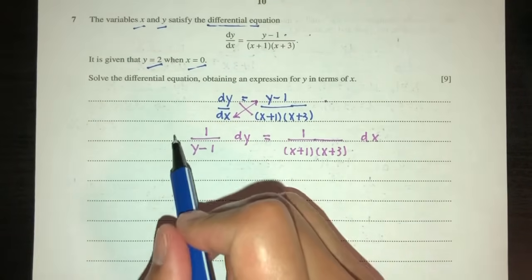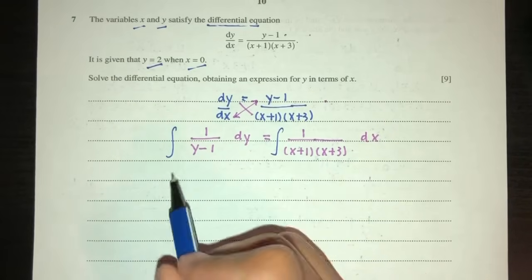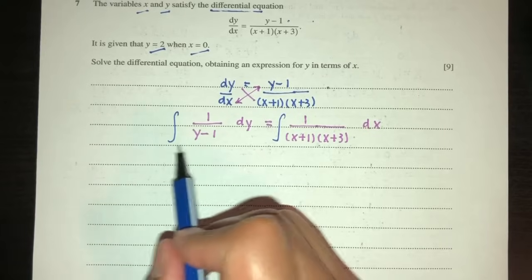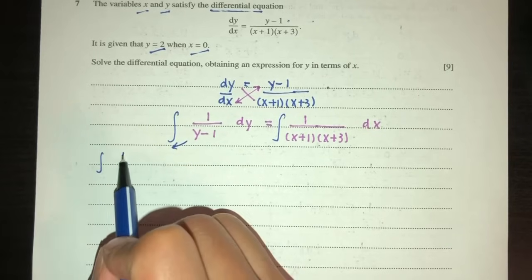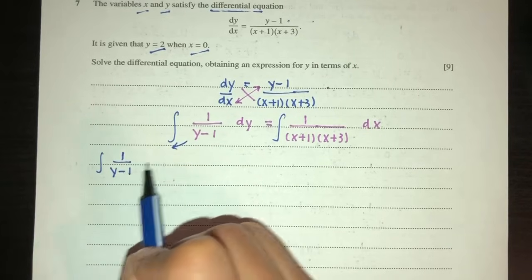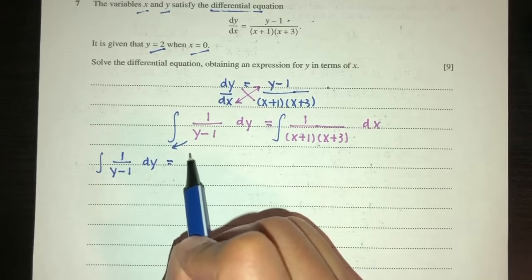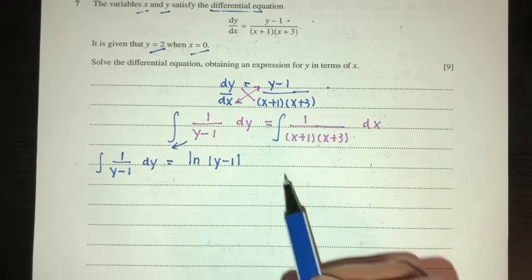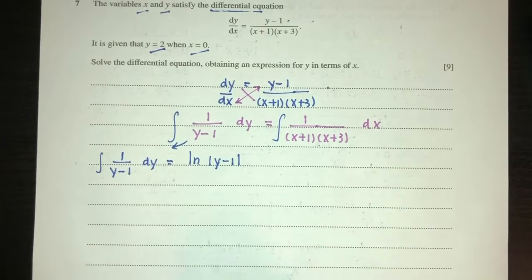Now we have to apply integration to find the value of y and x. So this one is pretty easy. Let's do this on this side. Integration of 1 divided by y minus 1 dy is simply equal to ln of y minus 1. Now for this one, as you can see, we have to use partial fractions.